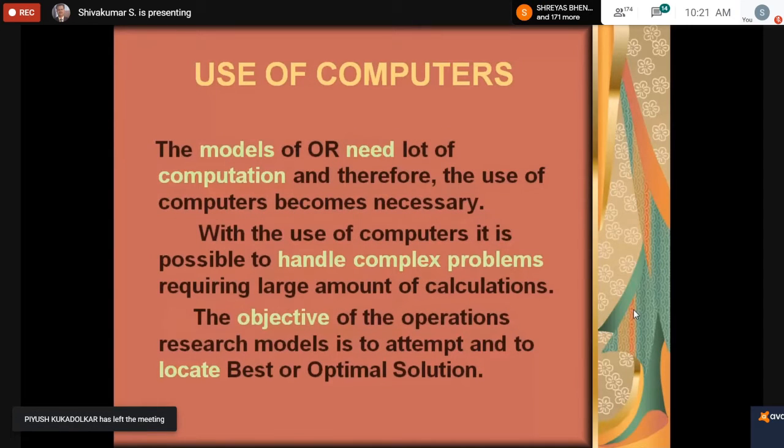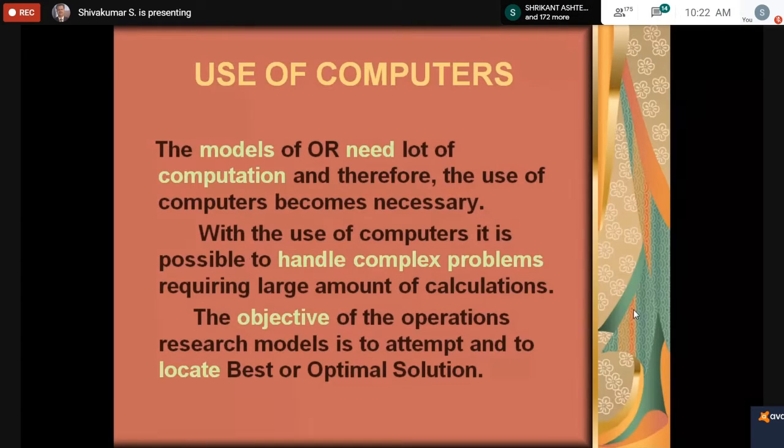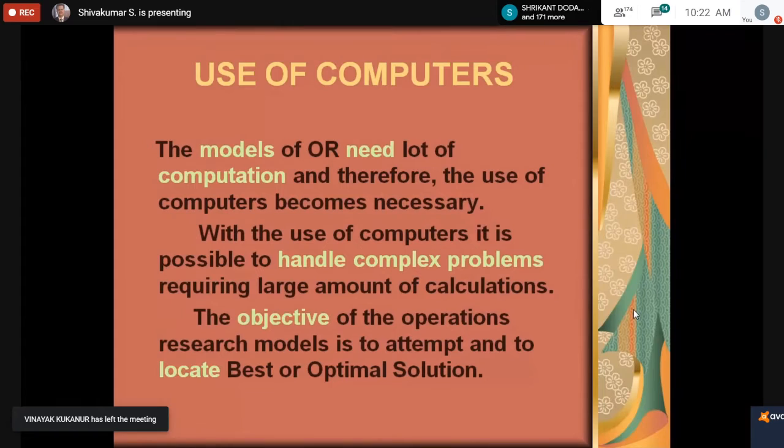And the fifth feature of OR is the use of computers. Why do we need computers in OR? For example, any problem we express using mathematical and algebraic symbols, say x1, x2. Take x1 and x2 as the two variables, with only 2 or 3 constraints, like a raw material constraint, a capital constraint, and a human resource constraint. Imagine you have only 2 variables and 3 constraints. Because they are linear equations, you can solve them graphically and come out with a solution manually.